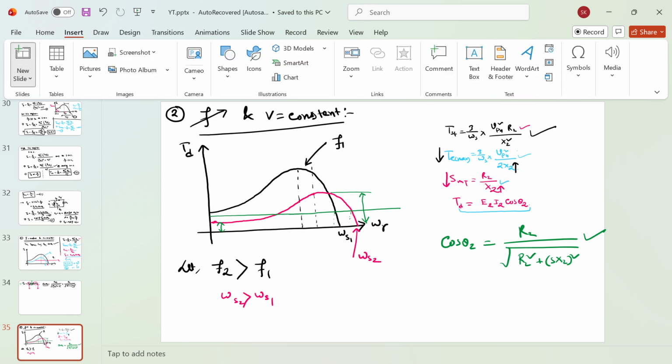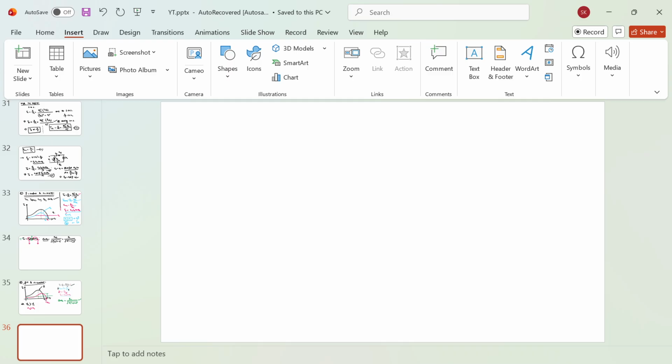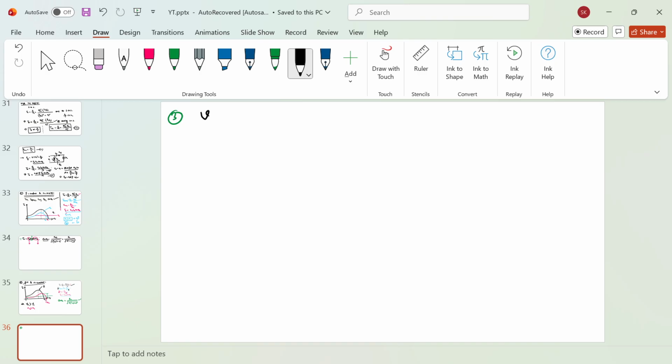now let me consider the third condition, where I will be considering the V by F ratio constant.